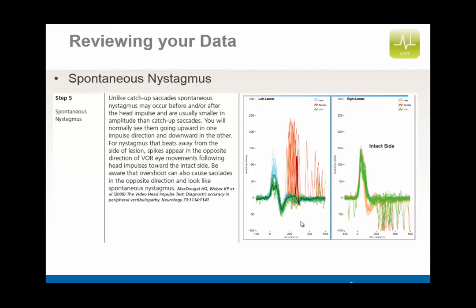You want to be aware of overshoot, though, because if you have overshoot, which we've already talked about, it can cause saccades in the opposite direction and look like spontaneous nystagmus. If you're overshooting, then the person is going to try to look back the opposite direction at the target. Here you see on the right side, this is all spontaneous nystagmus. On the left side, you don't see much spontaneous nystagmus, maybe a little bit at the end here. But we've got nice, beautiful results, that clipped response again, and these beautiful catch-up saccades.